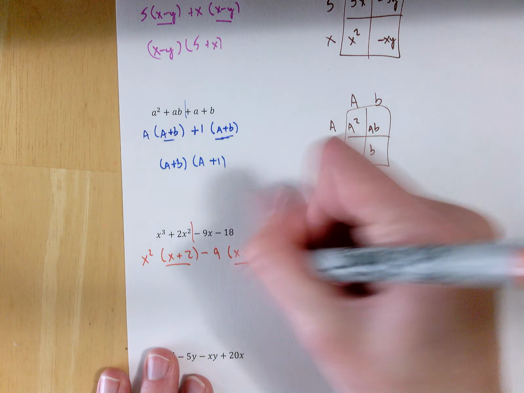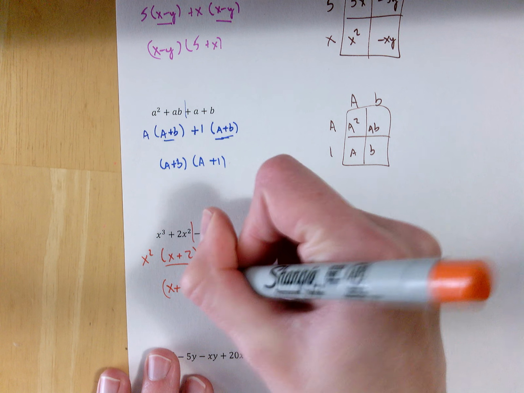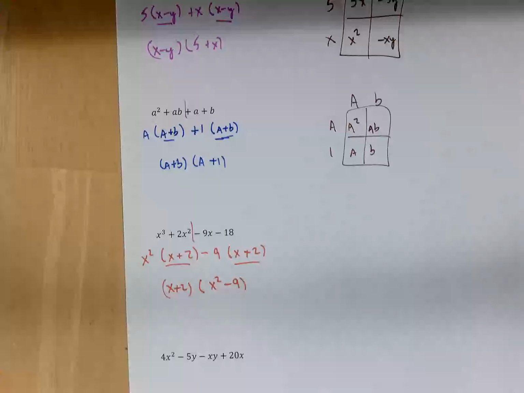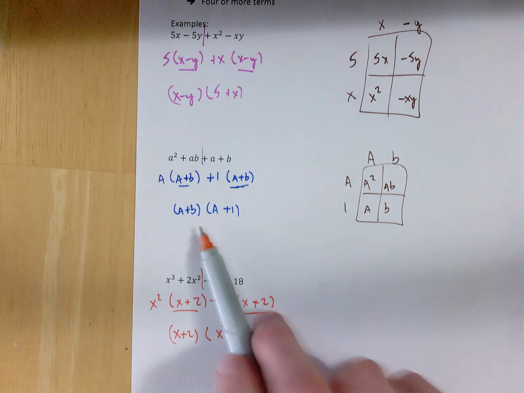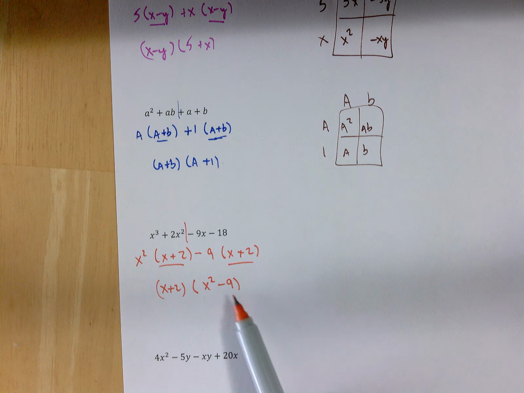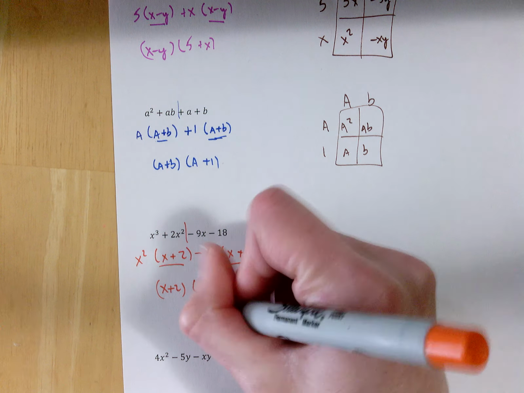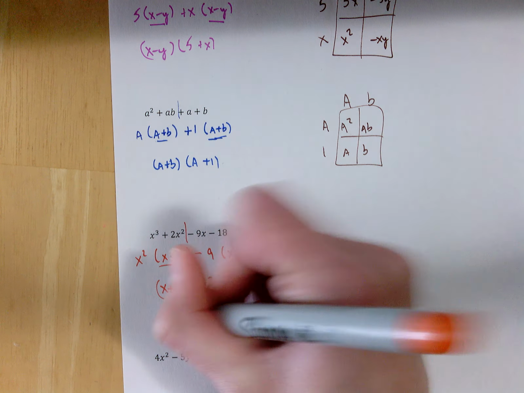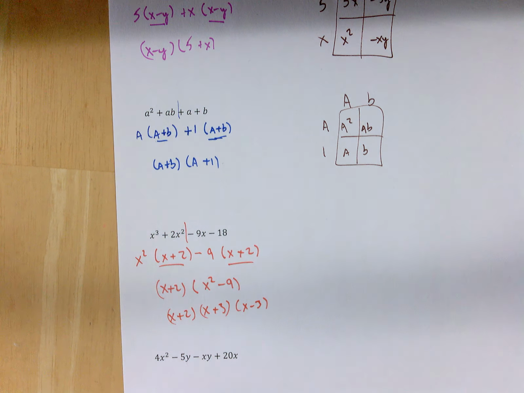So from here, common factor is x plus 2. I can pull that out. And that leaves me with x squared minus 9 left over. But wait, there's more. Because x squared minus 9, that's a difference of 2 squares, right? That is a quadratic that we can factor. So far, all of these have just ended up as regular old binomials, but this guy's a quadratic, and we know how to factor that. So I'm going to factor that to x plus 3 times x minus 3. And there's my fully factored polynomial.